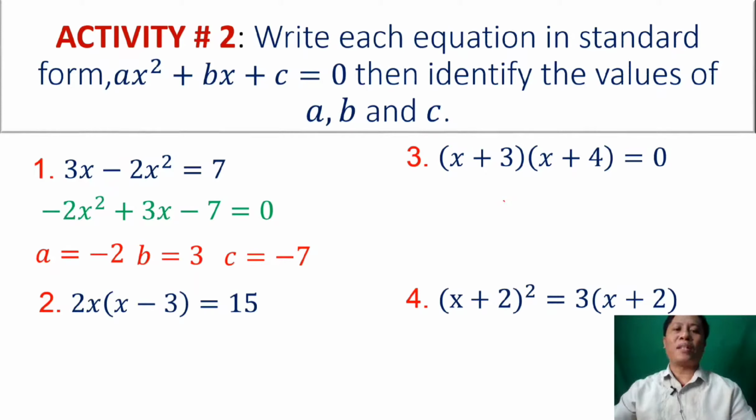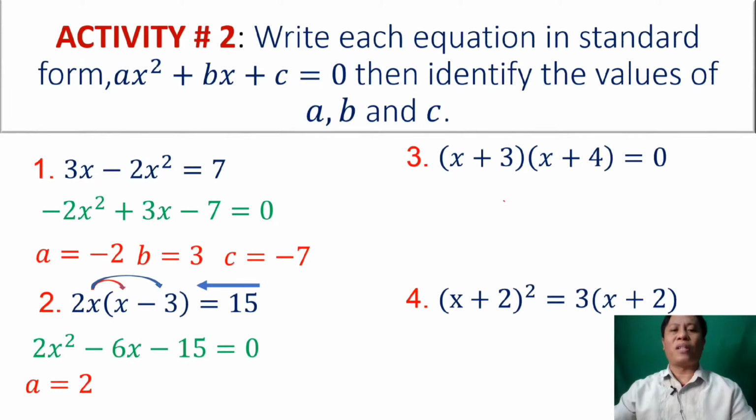How about number 2? 2x times the quantity x minus 3 equals 15. To write that in standard form, we have to expand the product of 2x and x minus 3. You multiply 2x times x, so that is 2x squared, and 2x times negative 3. Then you transpose 15 to the left side, and the result is 2x squared minus 6x minus 15 equals 0. So what is a? Positive 2, b is negative 6, and c is negative 15.